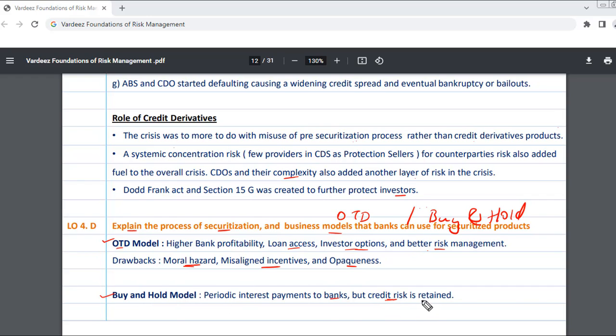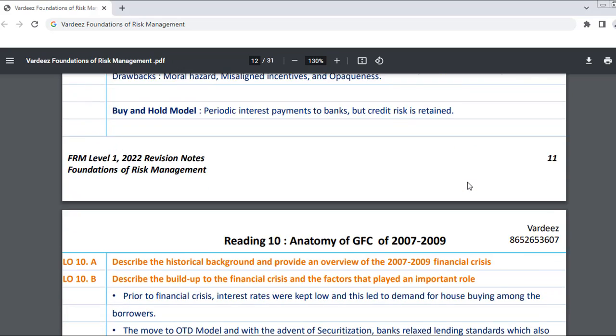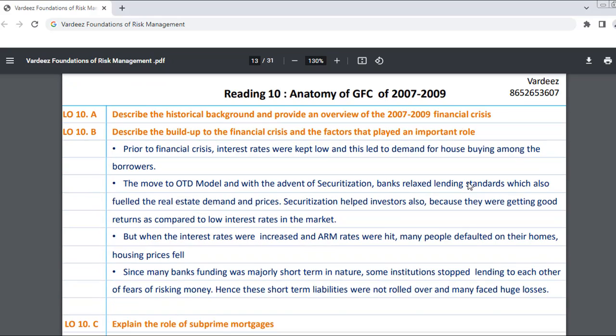So this is one of the drawbacks of the buy and hold model. Alright, so with this, we are done with our fourth chapter. Now I'm not moving on to the fifth chapter, I'm actually moving on to the 10th chapter because there is some connection between the 4th, 10th and 9th chapters. So we have to follow a proper rhythm so that we understand the entire thing in a much better way.